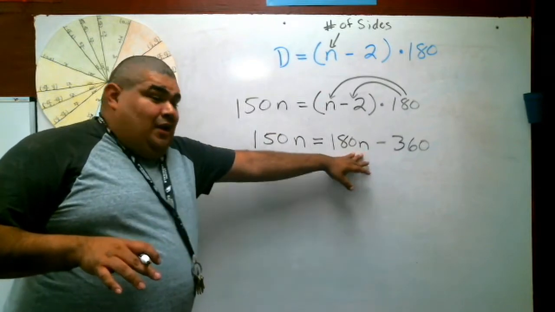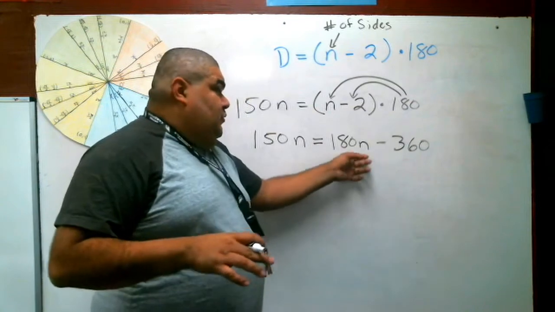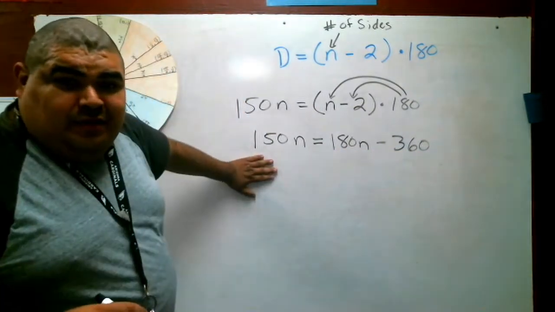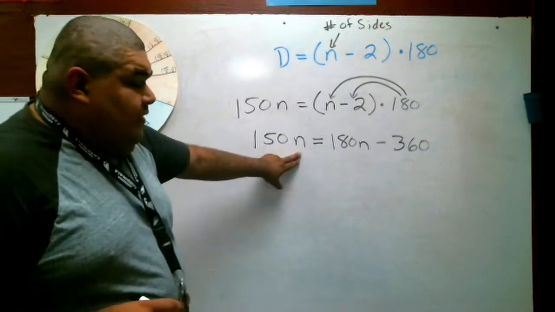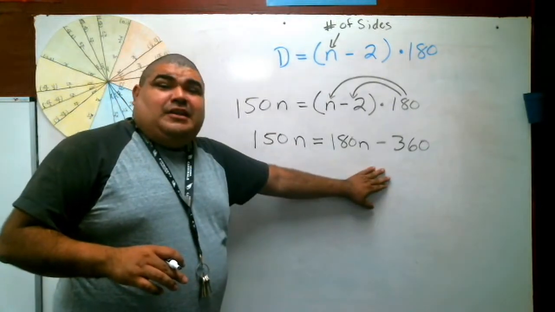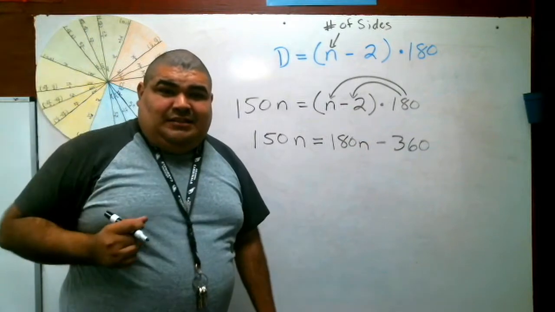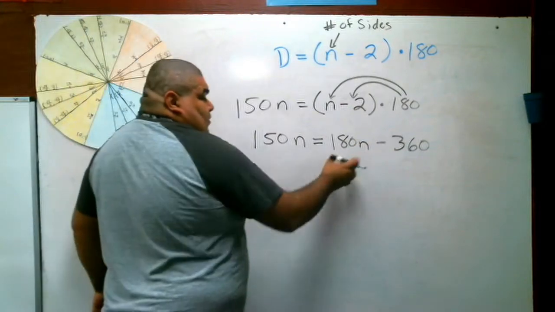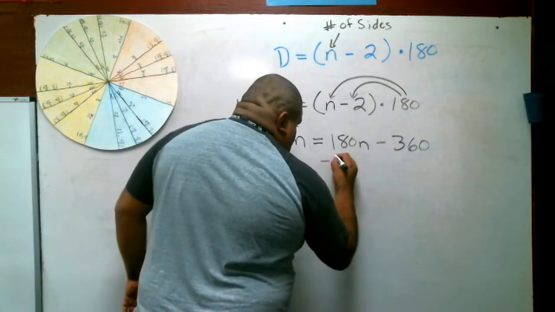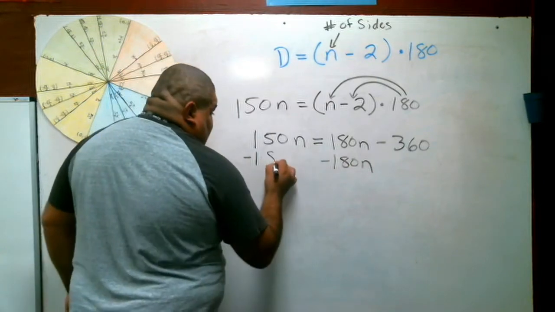Now, since we cannot combine 180n minus 360, because this one has a variable and this one doesn't, and we have a variable on the other side too, we can't just move things carelessly, because of the balancing of the equation. So we're going to move 180n. The opposite of positive is negative, so minus 180n to both sides.